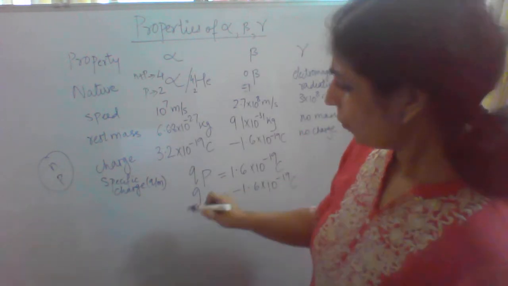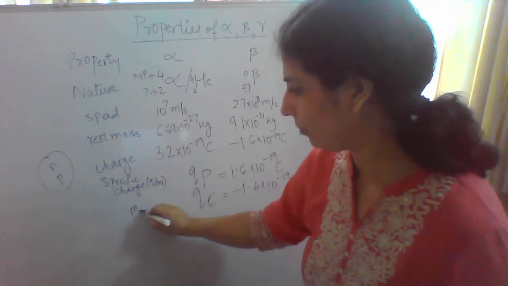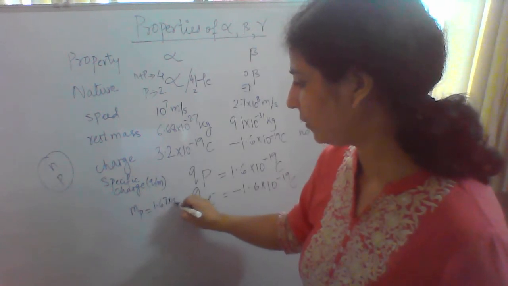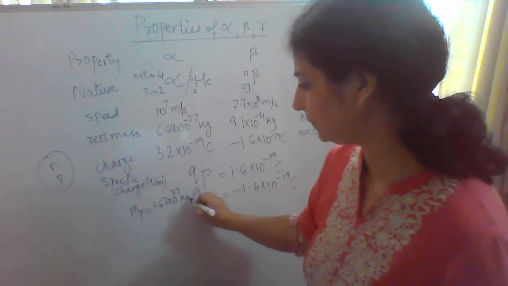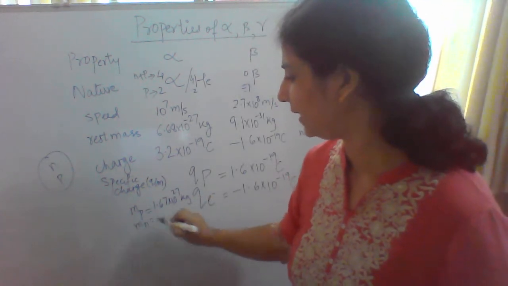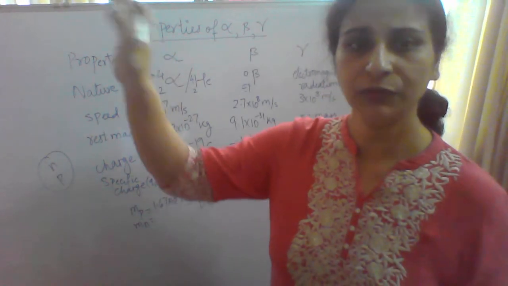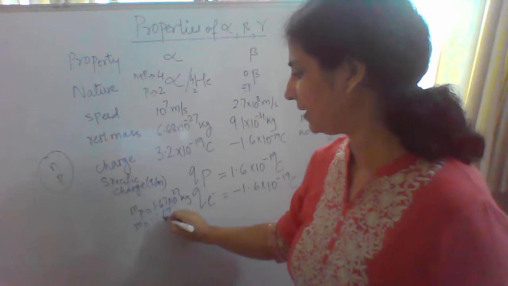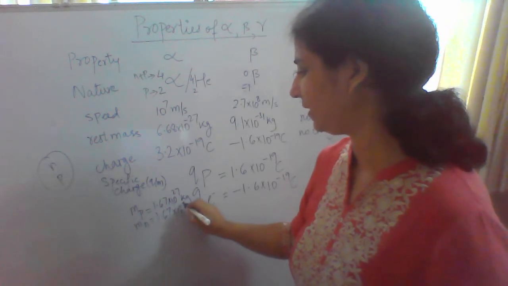Now, what is the mass of a proton? The mass of a proton is 1.67 × 10^-27 kg. The mass of a neutron is also nearly the same. They have a difference in the third or fourth decimal, so we take it as nearly the same, also 1.67 × 10^-27 kg.